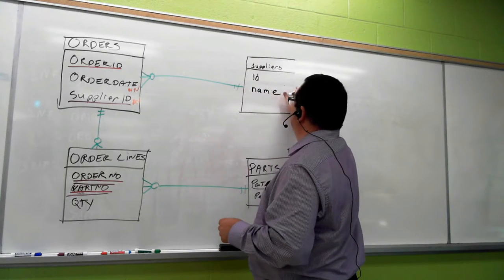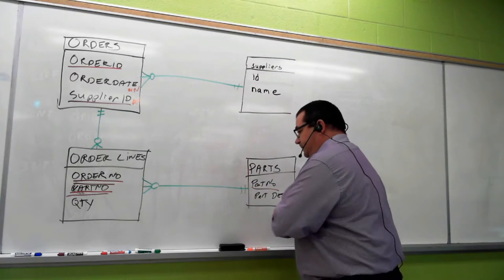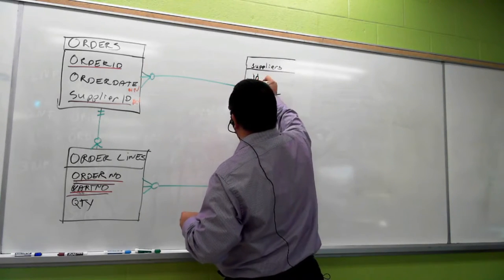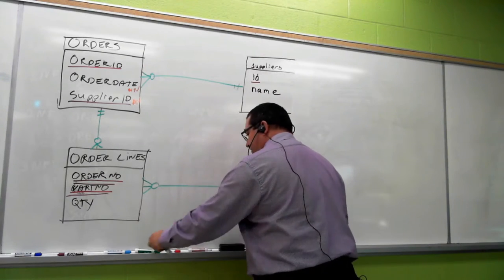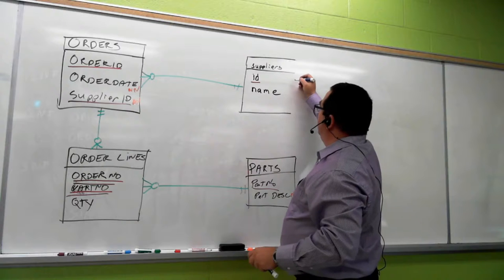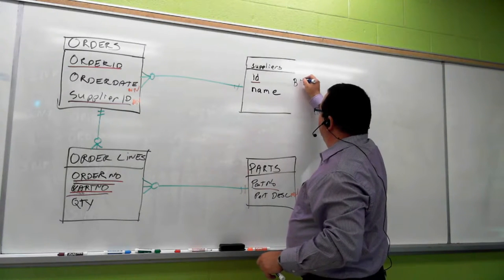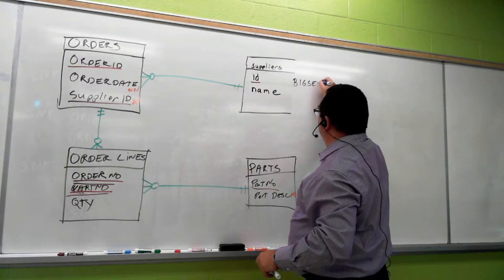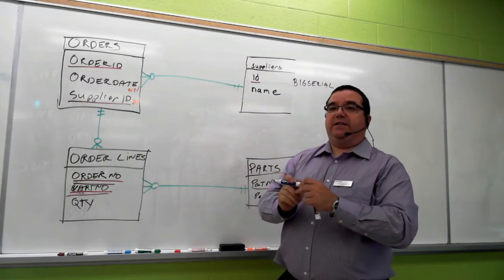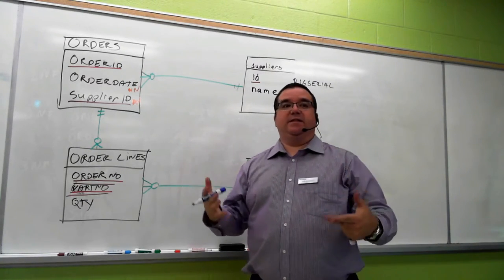Okay? Now, again, ID is the primary key. What we do at this point is we start assigning data types. Now, ID, I'm going to make it a big serial. Big serial is a special data type for Postgres. I'm going to make this as if I was designing this for Postgres.